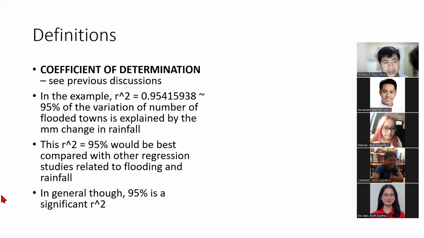Coefficient of determination. Again, in the example, we're getting like a 95% R squared. So this is really a high value, relatively speaking. So this is actually a good value, subjectively speaking.